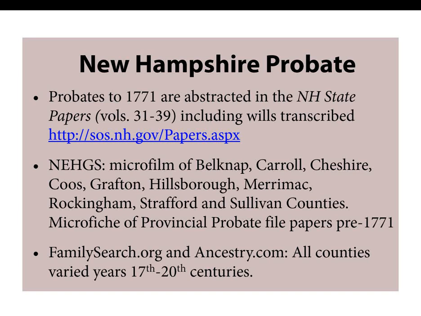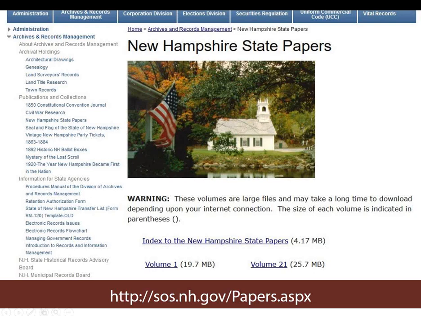And just keep in mind that on Family Search and Ancestry.com, all the counties for varied years from the 17th to 20th century are available, unless it's a surprise like we just found for New Hampshire town records, where only half of it is actually unlocked. You've got Murphy's Law of Genealogy right there. All right, so the New Hampshire State Papers, I wanted to show you what the website looks like. And as you can see here at the bottom, there's volume 1 and volume 21.